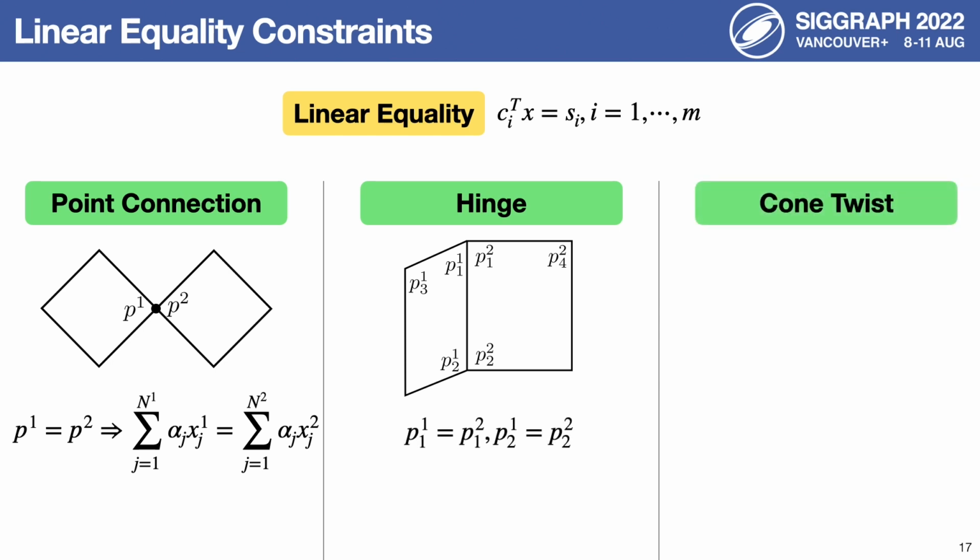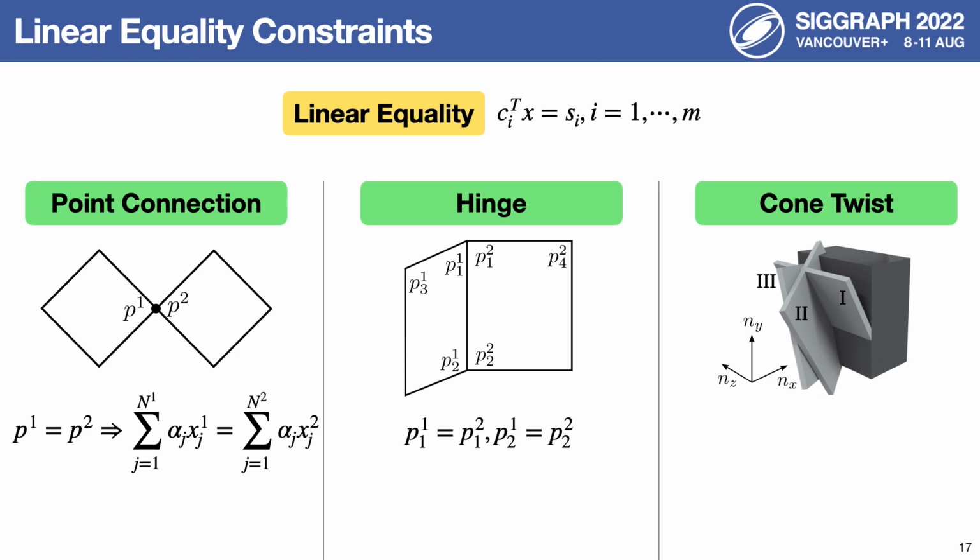Cone twist: to enable flexible control of rotations in each direction, we design a joint with 3 virtual boxes, connected one by one with hinge constraints. For example, boxes 1, 2, 3 control the bending around the z-axis, bending around the y-axis, and the rotation around the x-axis, respectively.